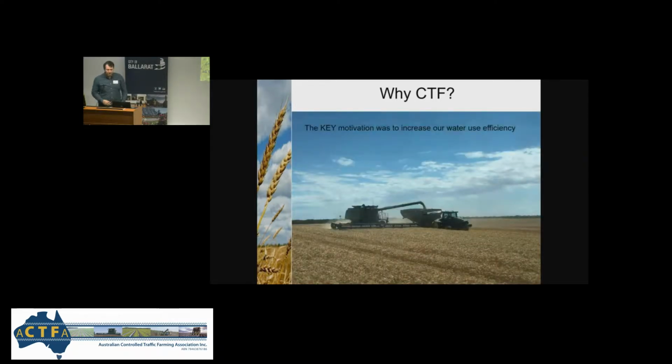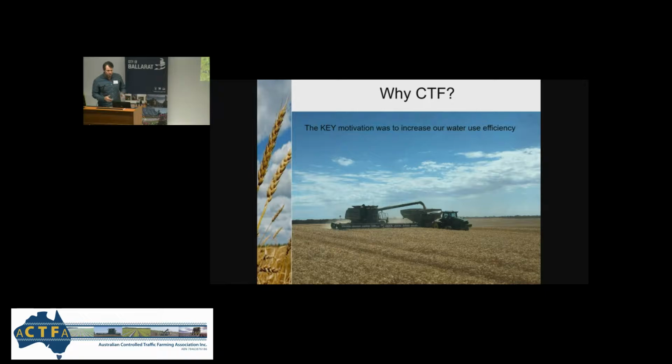The key motivation, you probably hear it from a lot of speakers, but the main reason I got into it was a number of years ago being involved with Vic No-Till. A lot of people suggested back then that if you're in no-till, that was half the story, and CTF was the other half. When we were involved with Vic No-Till, the main emphasis was to increase water use efficiency of our soils, to extract the maximum amount out per annum.